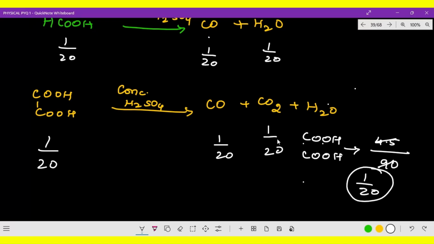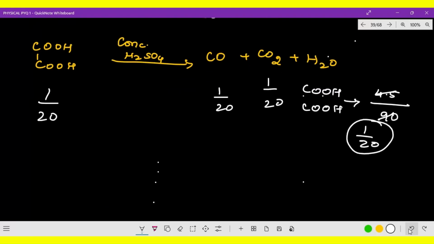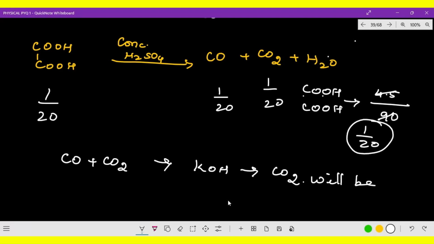Okay, now the next point, it's very important. Carbon monoxide and carbon dioxide are a gaseous mixture passed through KOH. Now you see this is very, very important. Here the gaseous mixture, carbon monoxide and carbon dioxide, is passed through KOH pellets. So what happened here? CO2 will be absorbed by KOH pellets.